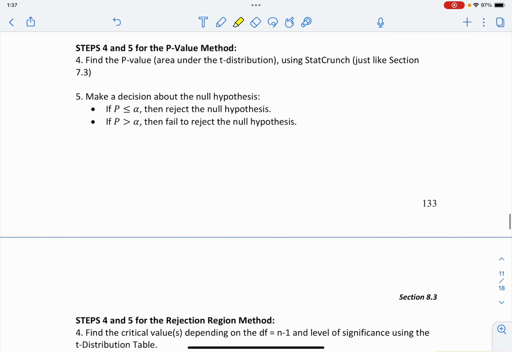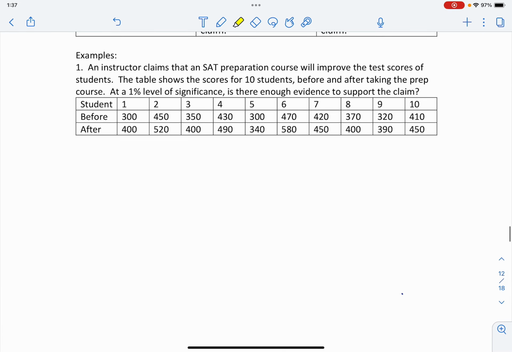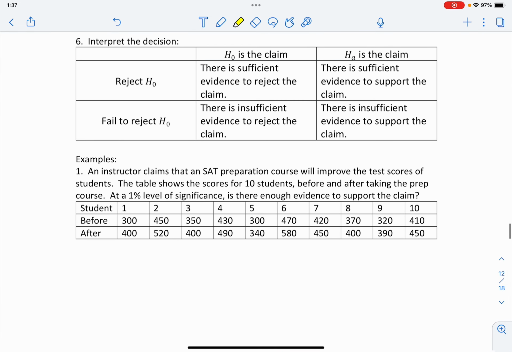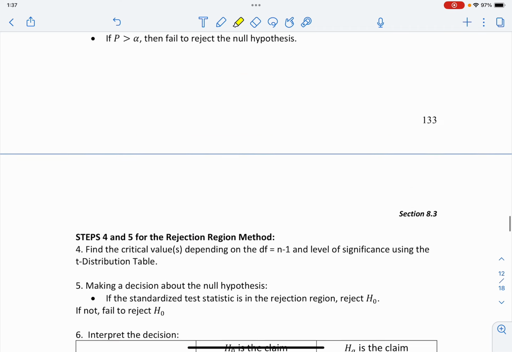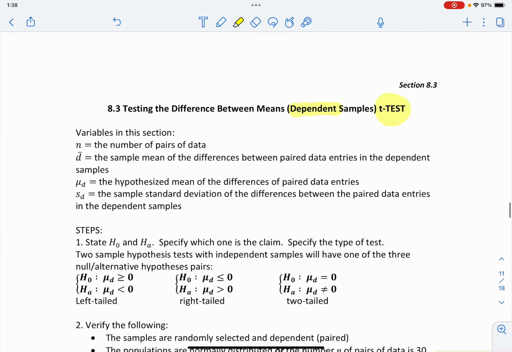If I jump to an example real quick before going through all that, like this example, right? There's an SAT prep course, and did that prep course help to improve the student's ability on the test? So for each student, we have a pair of scores, before they took the prep course and then after. And we're just wondering if that course helped improve. Okay, so now we can talk about some different variables.